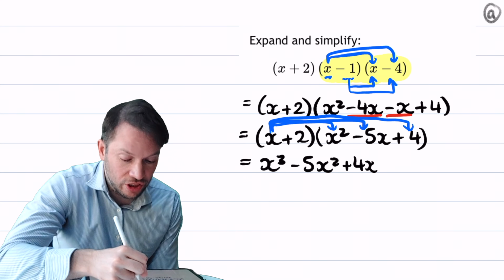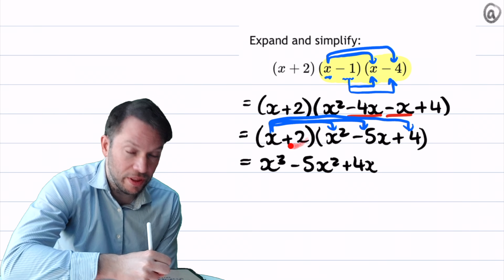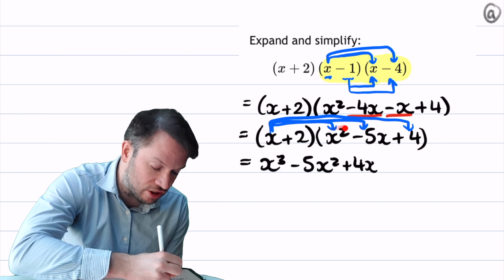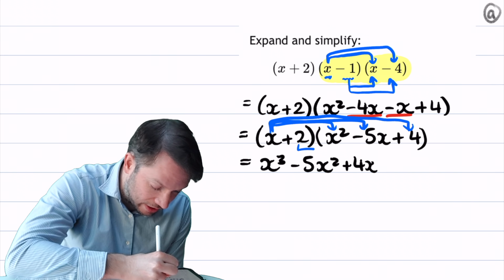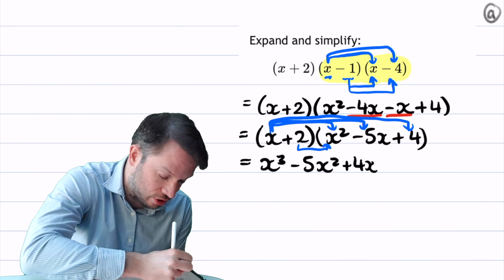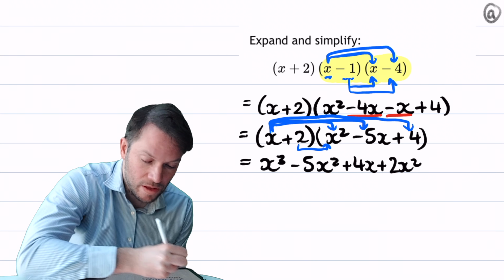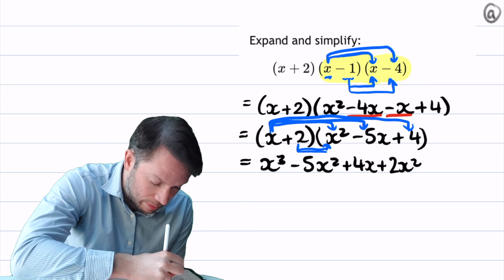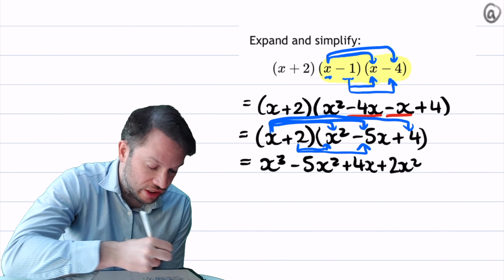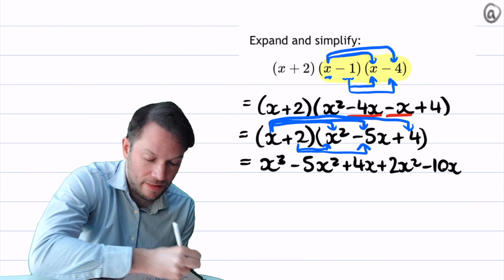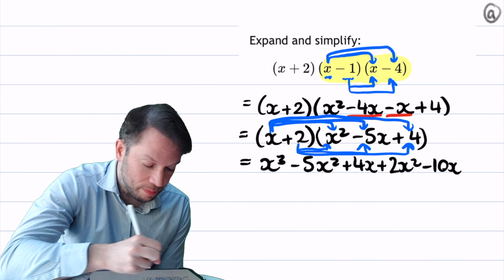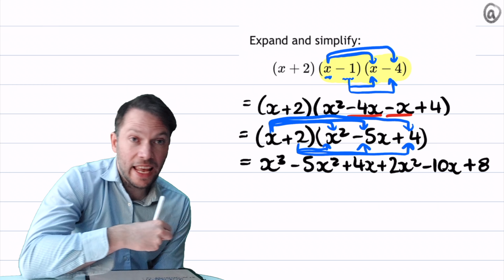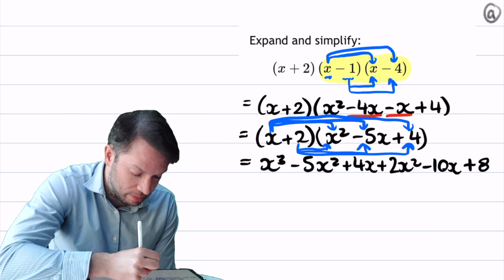And now we're going to do this second term in the first bracket multiplied by each term in the second. So we're going to do the 2 times the x squared, which is 2x squared. We're going to do the 2 times the minus 5x, which is minus 10x. And we're going to do the 2 multiplied by the 4, which is plus 8. And then again, we need to tidy up by collecting like terms.